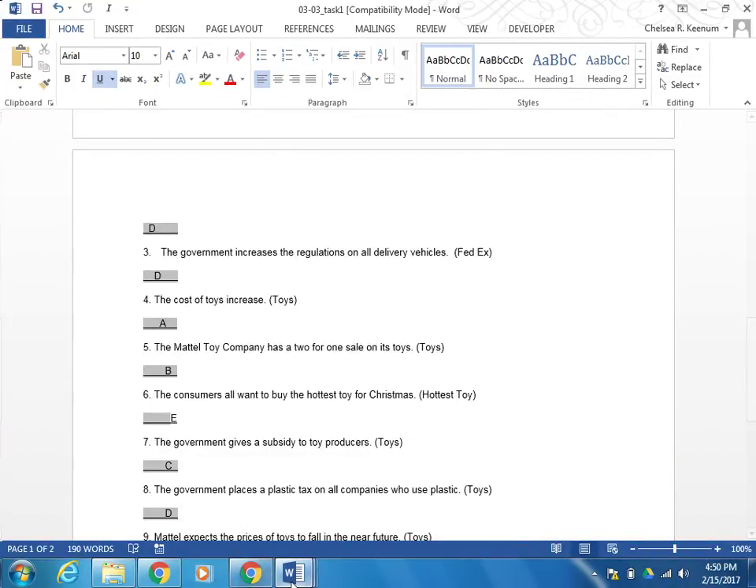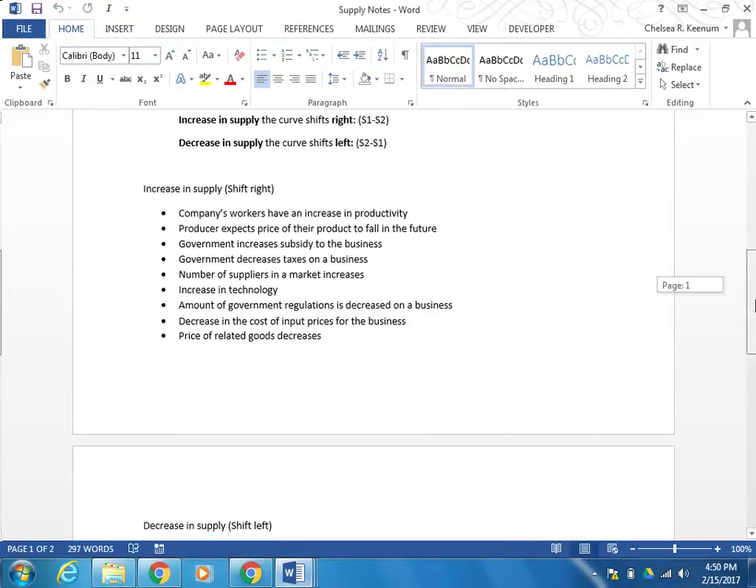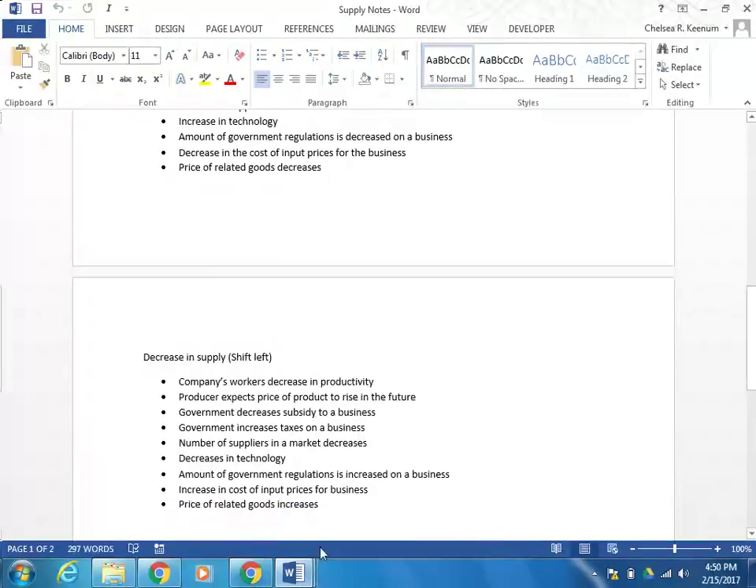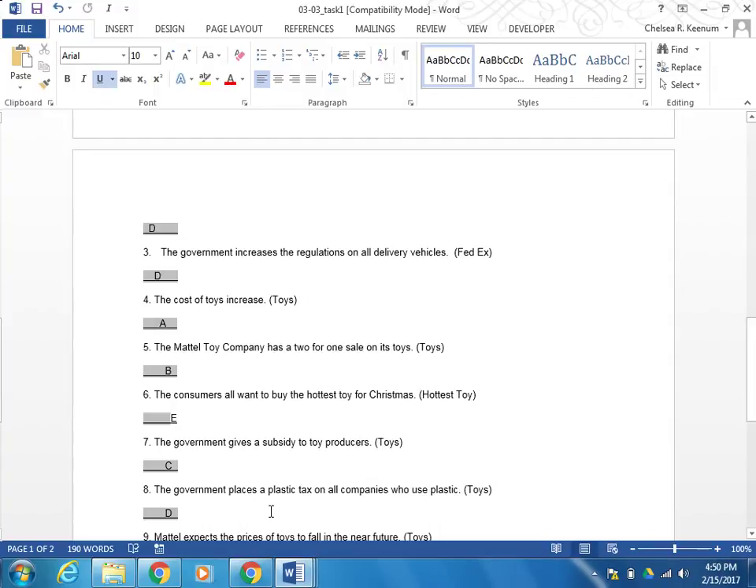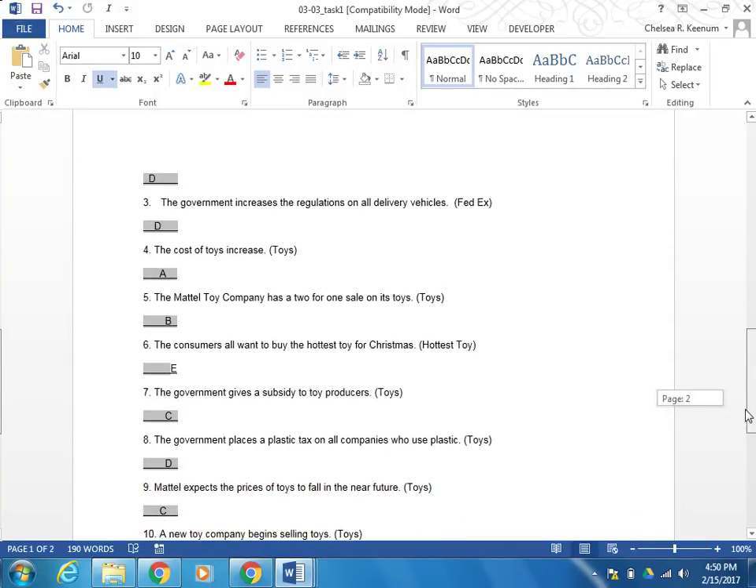In number 10, a new toy company begins selling toys. What's going to happen to the supply of toys? It's also going to increase because now you've got two toy companies putting toys out there on the market, so your supply is going to increase.